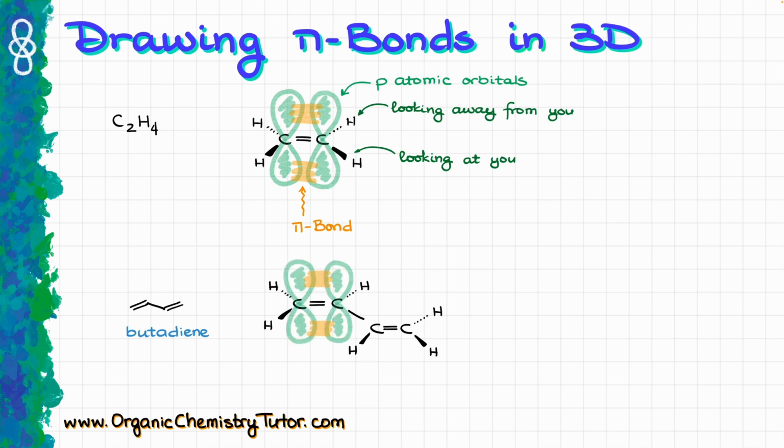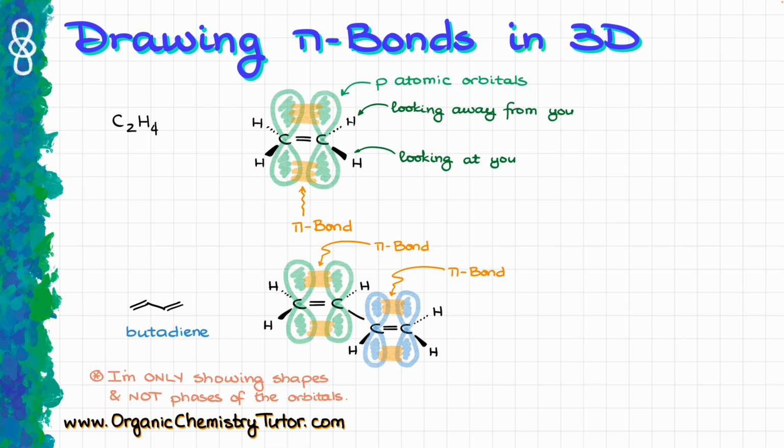I will add the first pair of p orbitals making the pi bond on my left double bond, and I will also add the second pi bond showing the p orbitals on my carbons as well. So I have a pi bond number 1 and I have a pi bond number 2.